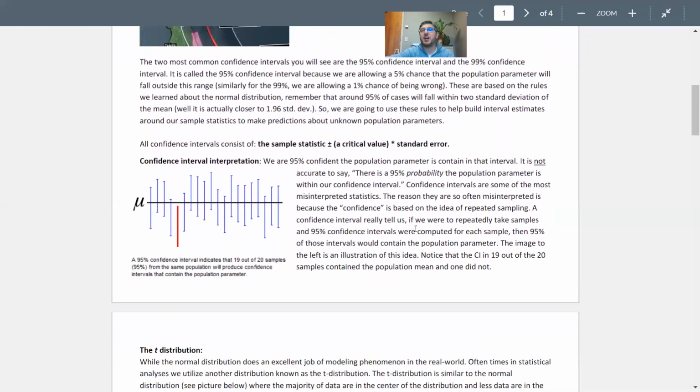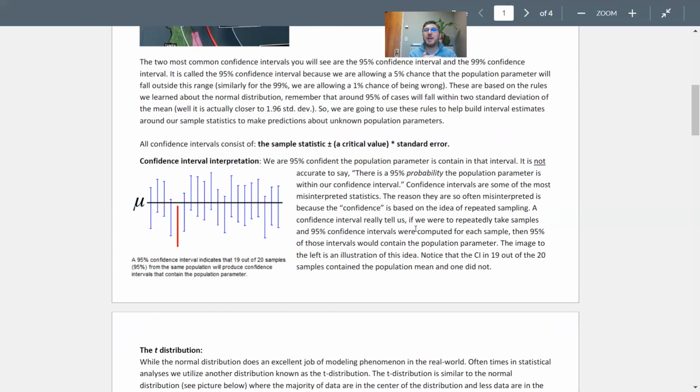The two most common types of confidence intervals you might see in research are the 95% confidence interval and the 99% confidence interval. And these relate back to the alpha level we discussed a little bit earlier. It's called the 95% confidence interval because we're allowing a 5% chance that the parameter will fall outside of that range. It's the same thing as allowing a 5% chance of making a type 1 error. It's related to our idea of the alpha level.